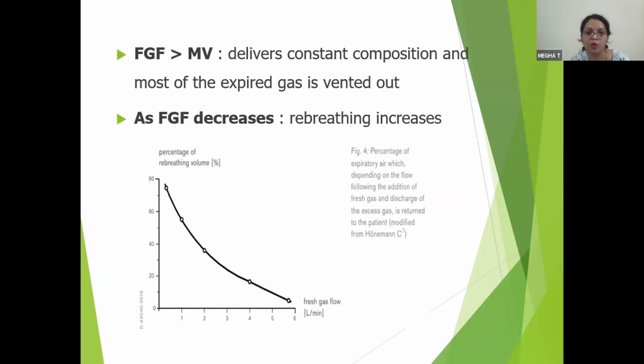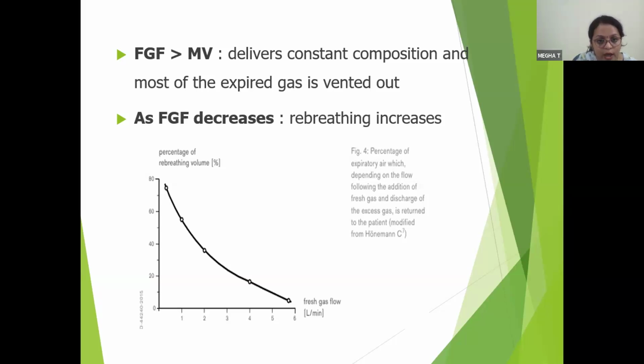When fresh gas flow is more than minute ventilation, this delivers a constant composition and most of the expired gas is vented out. So the composition doesn't vary much depending on the time of anesthesia. But as the fresh gas flow decreases, the chance of delivery of a hypoxic mixture increases. The reason is rebreathing. As I said earlier, after the removal of carbon dioxide, the gas gets added on to the fresh gas flow. So there will be further dilution, which can result in delivery of a hypoxic mixture. Hence, this is the reason for fear in most of them to practice low flow anesthesia.